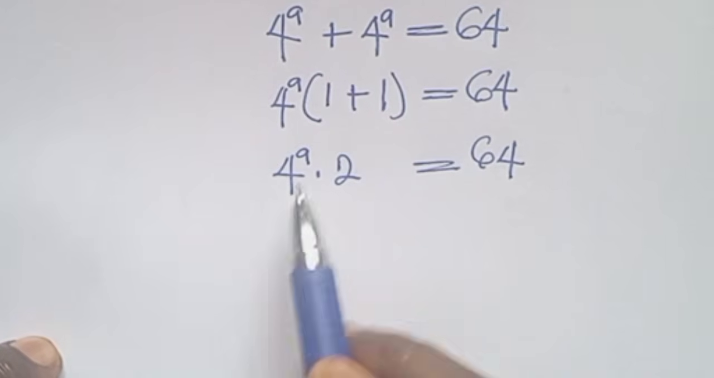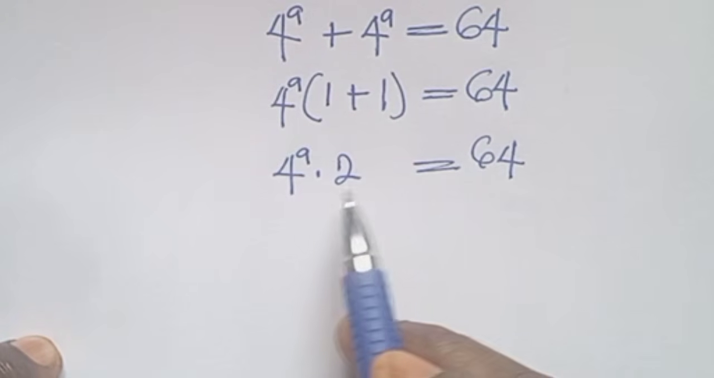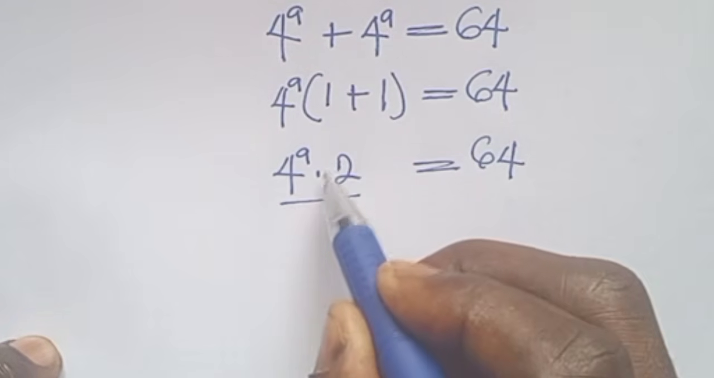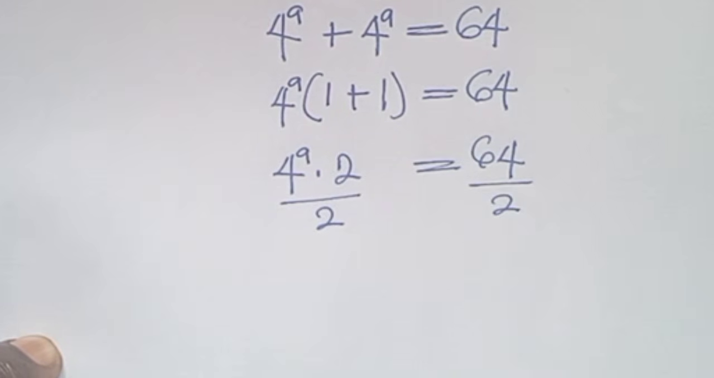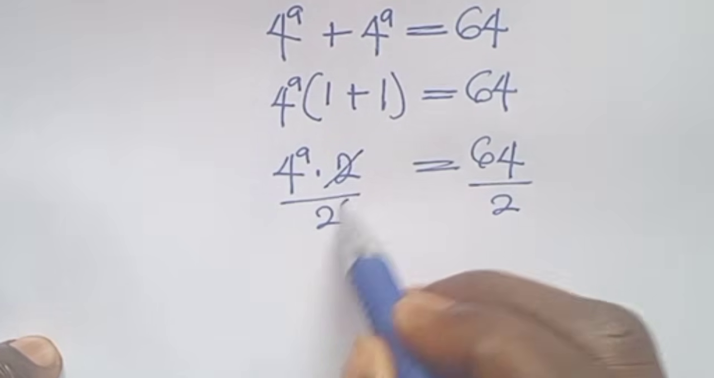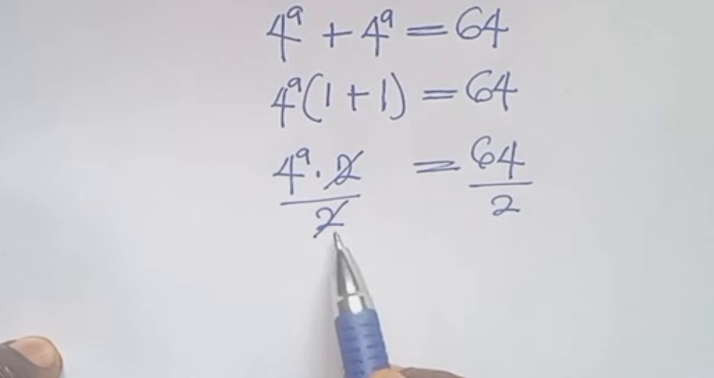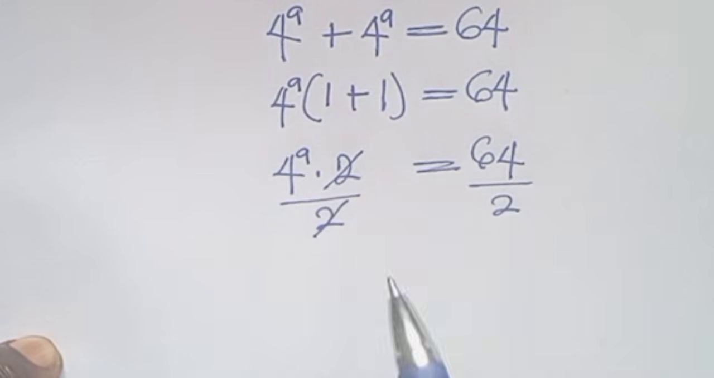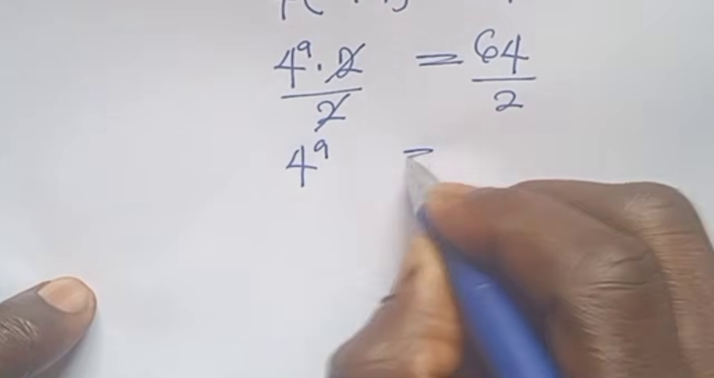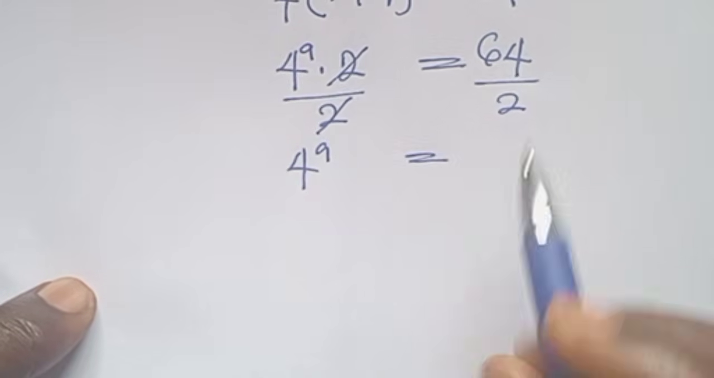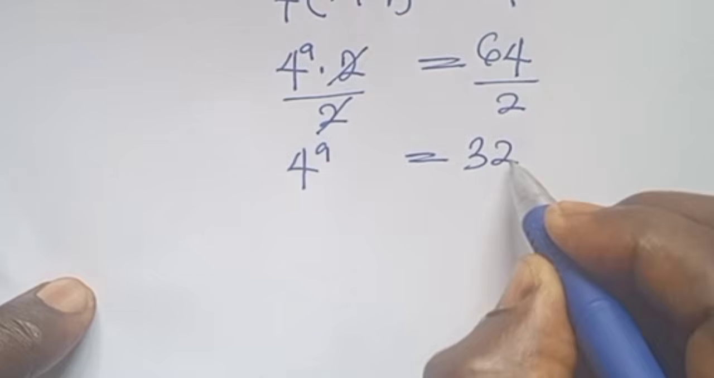At the next line, we're going to divide both sides by 2, so that 4 to the power of a times 2 will be over 2, and 64 also will be over 2. So 2 can cancel out. 2 divided by 2 is 1, and 1 times 4 to the power of a is 4 to the power of a, equals 64 divided by 2, that is 32.